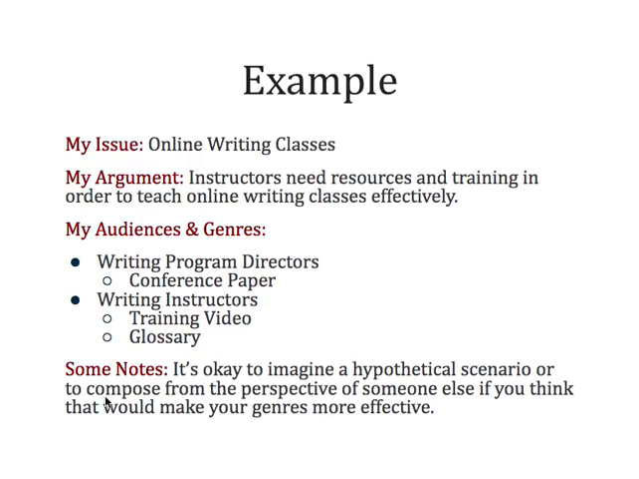Here's an example of how this project could play out. Let's say that in my project 2, I wrote about the issue of online writing classes. Based on my field research and rhetorical analysis, I would take a stance on this issue and create an argument. Here, I've decided that my argument is that instructors need to have resources and training in order to teach online writing classes effectively. With that argument in mind, I need to think about what audiences are going to most benefit from or need to hear my argument, as well as what genres are going to be appropriate for those audiences.